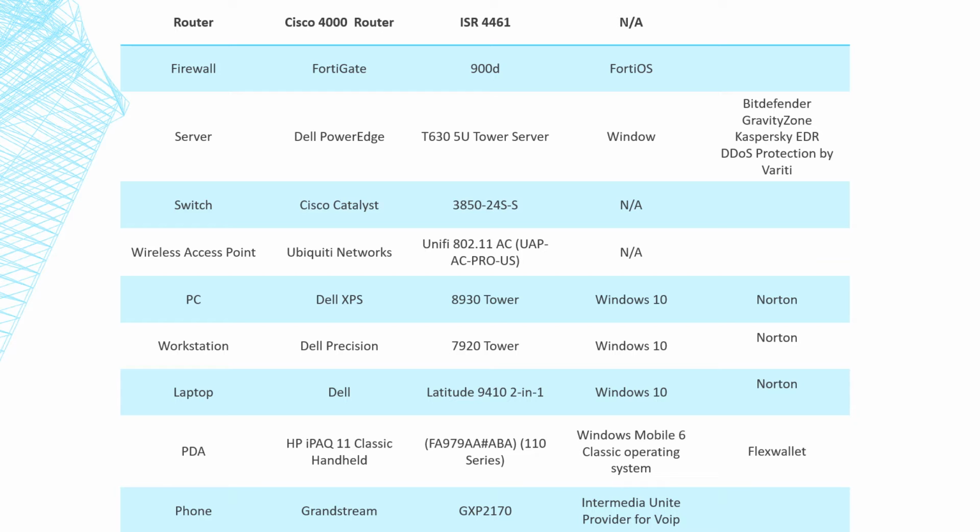For the switch, it is a Cisco Catalyst 3850-24S. Wireless access point is a UB. I picked some difficult technology names. Ubiquiti network. For the multiple PCs, I just picked the Dell XPS 8930. I was thinking of doing thin clients, but that sounded like more imaginary work setting up. Workstation laptops are also both Dells. I think all these computers will run Windows 10 and have Norton as their antivirus for now.